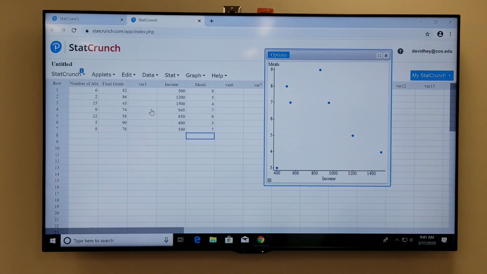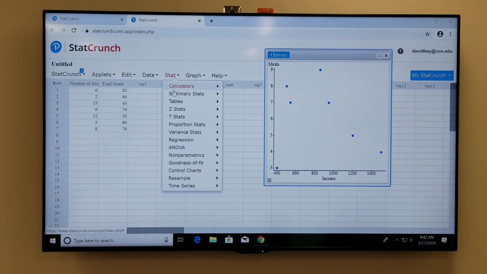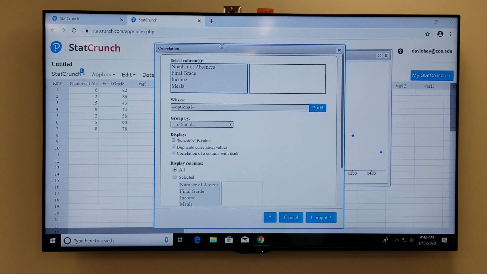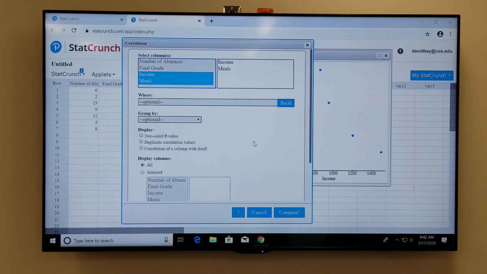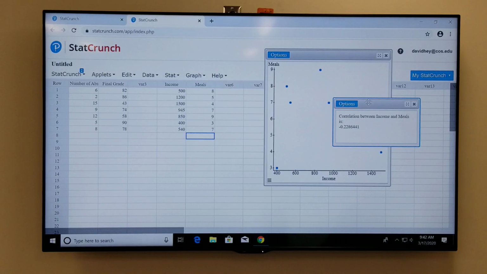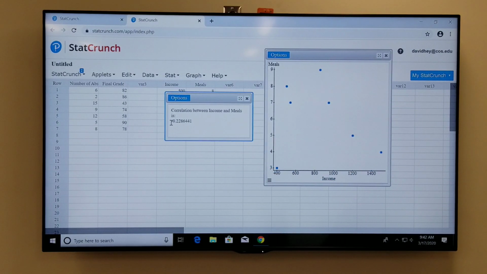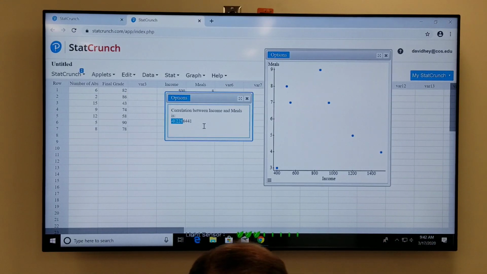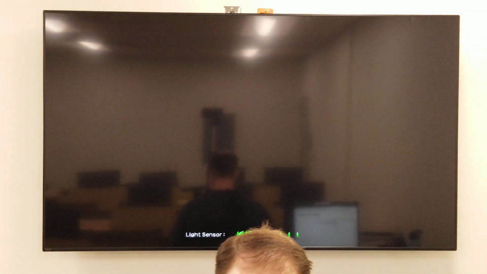All right, so for the linear correlation coefficient, we go to Stat, Summary Stats, Correlation. We want to see if income and meals are correlated. So we select those two variables and then hit compute. Okay. So we get a correlation coefficient of negative 0.229 approximately. That's not very good. That's not a strong correlation at all. So I'm going to come back to the notes now and write down some of these observations.